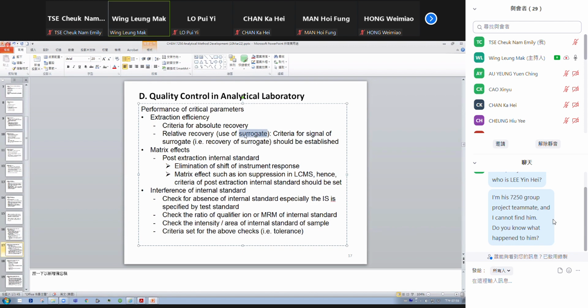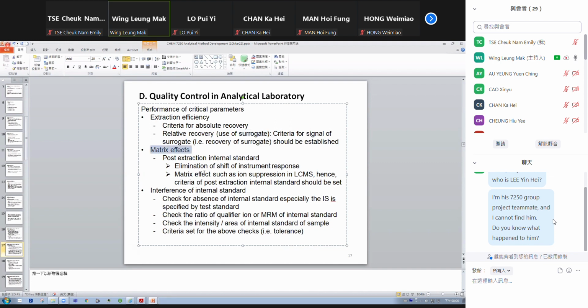Surrogate. What's the difference between the surrogate and the internal standard? The surrogate and the internal standard are also relied on the similar structures, right? But the internal standard, we will use the internal standard for calculation of the result. For the surrogate, normally we will just say it is a surrogate with similar structures. And to ensure your extraction efficiency is correct or reliable, you can extract something just your target analyte.